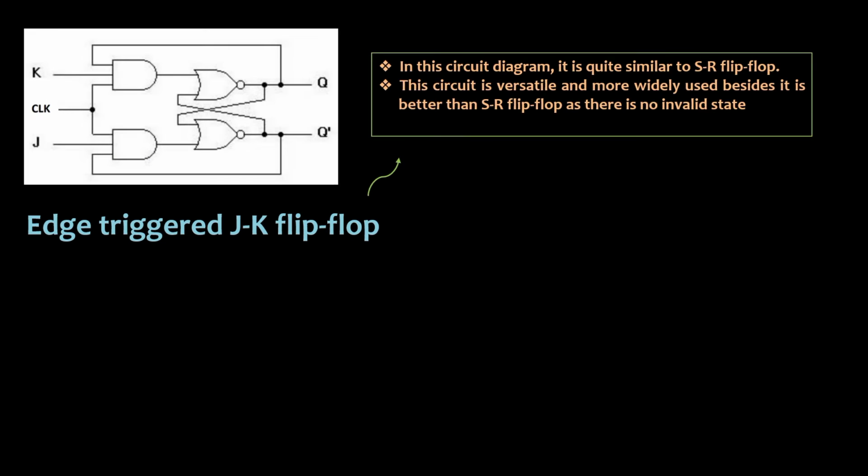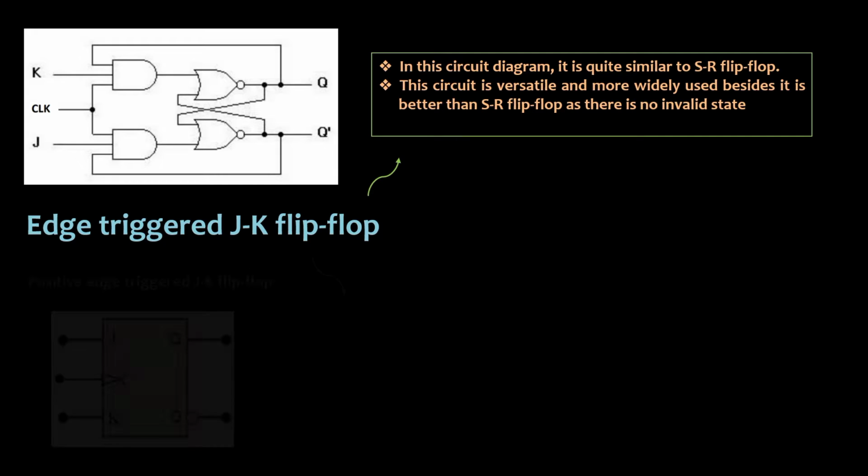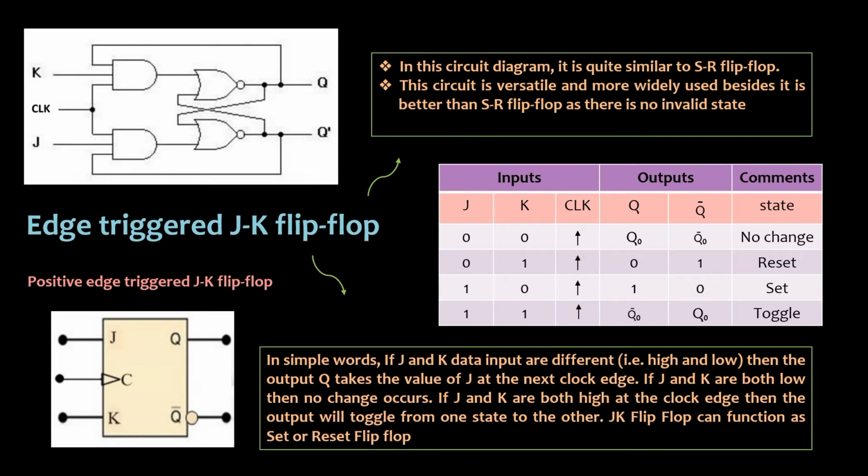Thirdly is edge-triggered JK flip-flop. In this circuit diagram, it is quite similar to SR flip-flop. This circuit is versatile and more widely used. Besides, it is better than SR flip-flop as there is no invalid state. In simple words, if J and K data inputs are different, which are high and low, then the output Q takes the value of J at the next clock edge. If J and K are both low, then no change occurs. If J and K are both high at the clock edge, then the output will toggle from one state to the other. JK flip-flop can function as set or reset flip-flop.